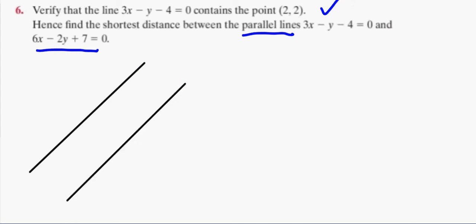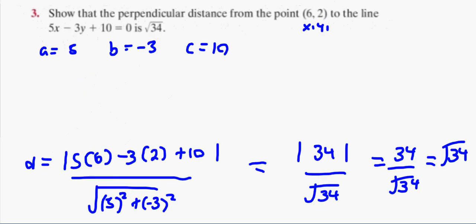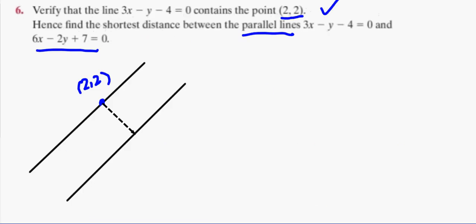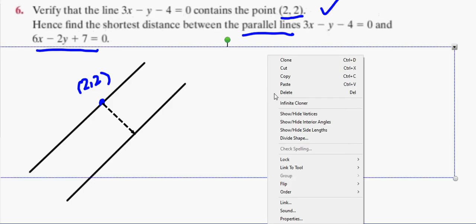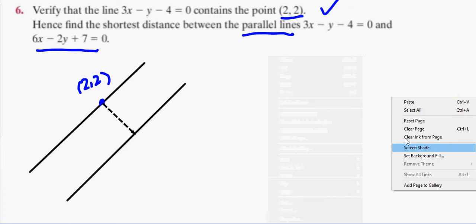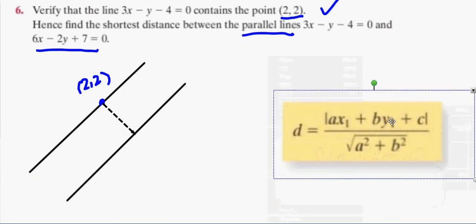What do you know about one of the lines? One of the lines has the point 2, 2. Would you agree with that? And therefore, if I get the perpendicular distance from 2, 2 to the other line, it's the same as the distance between both lines. Now, where did my formula go? I'll just paste it. There we go.